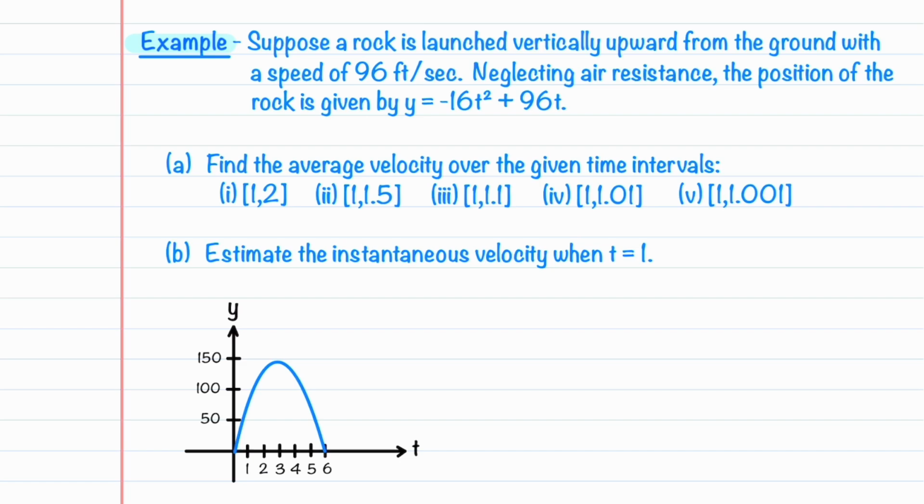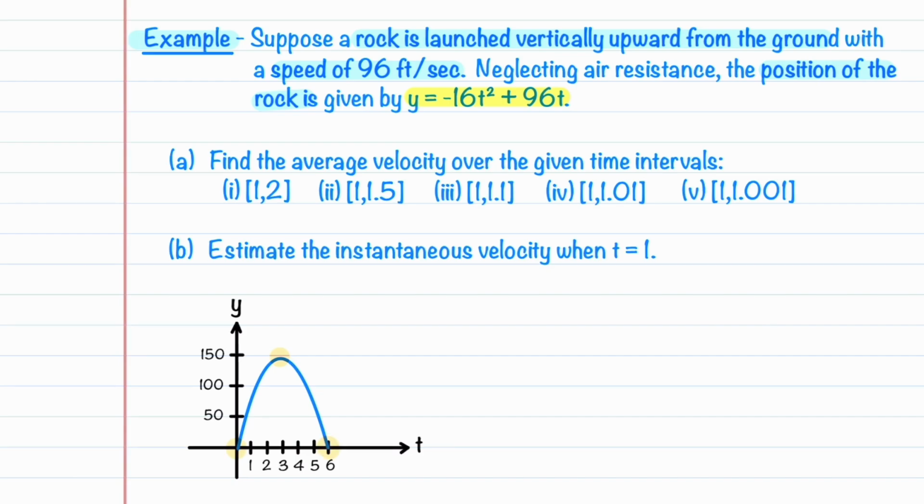Let's now walk through an example. Suppose a rock is launched vertically upward from the ground with a speed of 96 feet per second. Neglecting air resistance, the position of the rock is given by y is equal to minus 16t squared plus 96t. I've graphed this function down below. You can see that the rock starts on the ground, goes vertically upward, reaches a maximum height, and then comes back down.